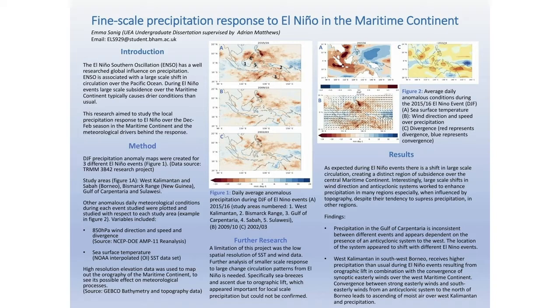And these maps highlight regions where there may be little or no change in precipitation during an El Niño event, or even places where average precipitation increases. And these were the places that I really wanted to look into in more detail. So I picked 5 specific locations, which I've marked on figure 1A, and looked at whether the precipitation response is consistent between different El Niño events, and also tried to understand what are the meteorological drivers behind the response found.